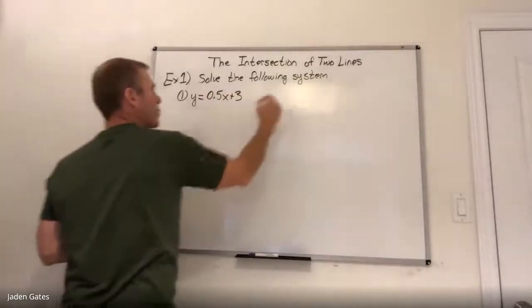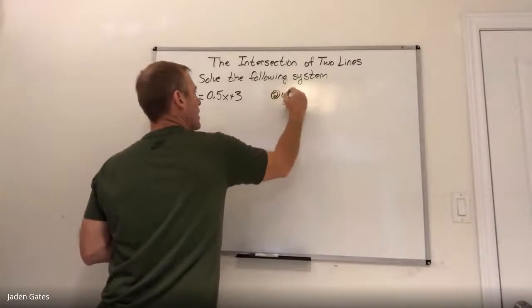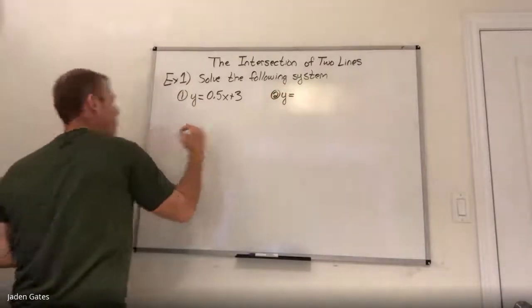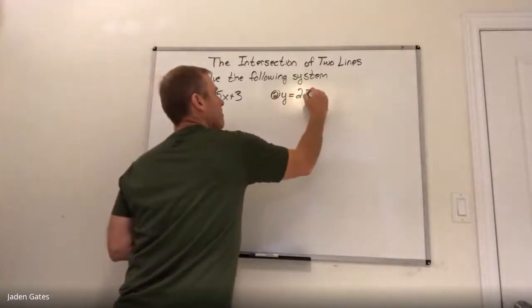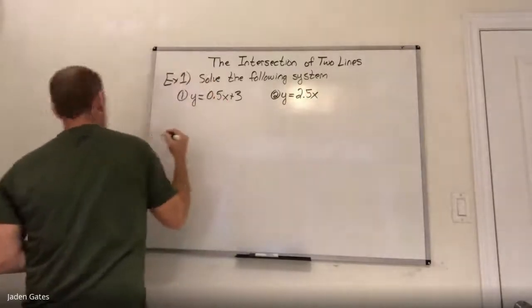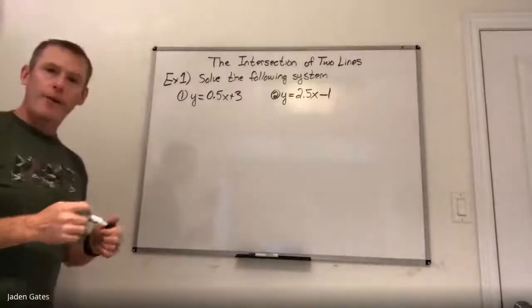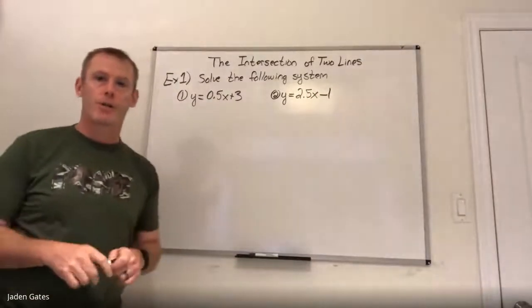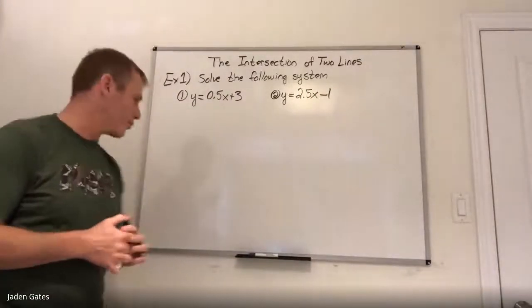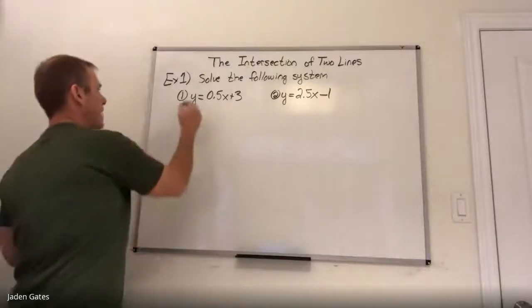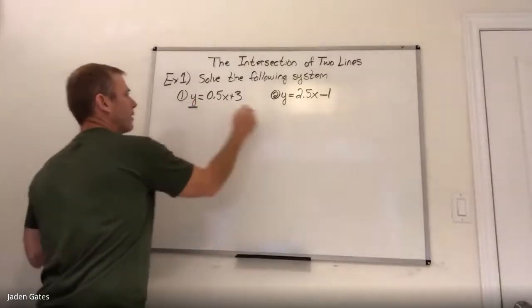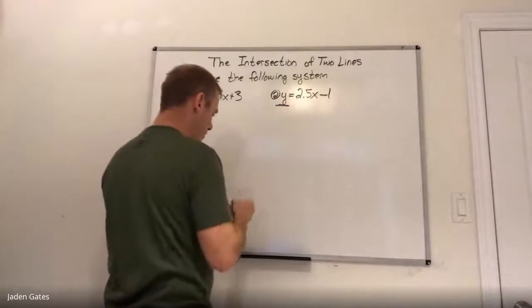And my second equation here is y equals 2.5 times x minus 1. All right, there we go. So again, if I'm solving the following system, that again means to find the point of intersection. So that means at the POI, those two y's are the same.